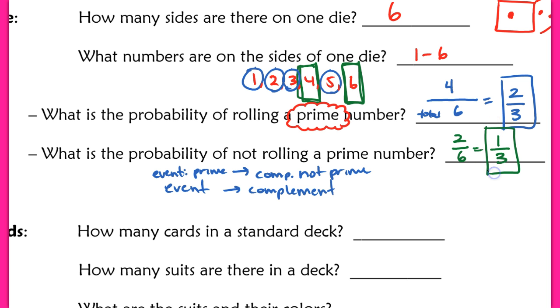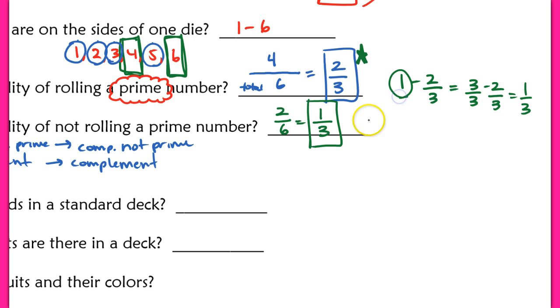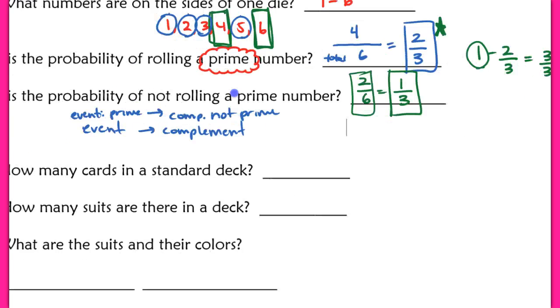Now if you take a look at those numbers, 2/3 and 1/3, notice that it's just the difference between the number 1 and that event. So 1 minus 2/3 is the same as 3/3 minus 2/3, which is 1/3. So you can do that a number of different ways. If you already know the probability of the event, you can just subtract simply from 1 to find the event or its complement. Or you could just redo the same probability and set it up like we did here.